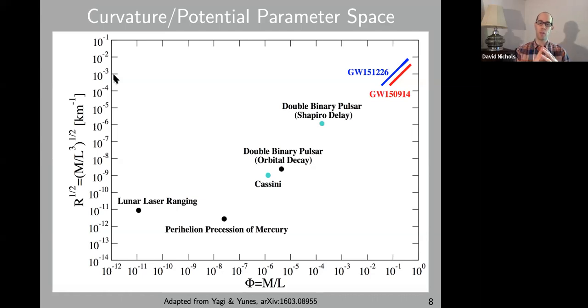So simply from a phenomenological viewpoint, it's interesting to confirm that Einstein's theory holds in this region of parameter space, which hadn't really been tested before.